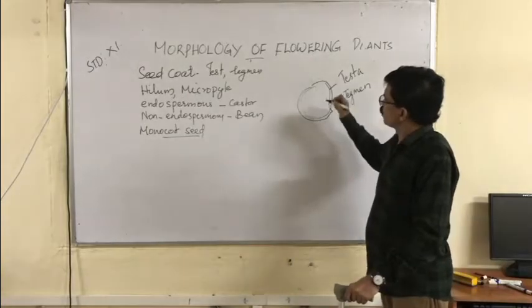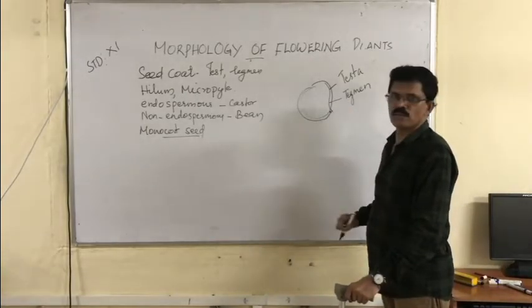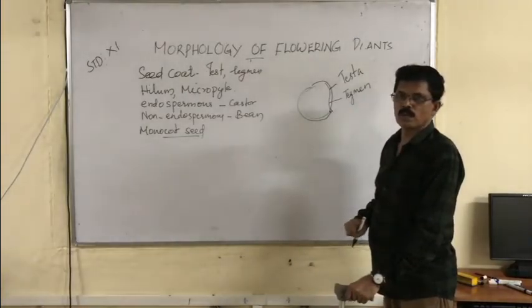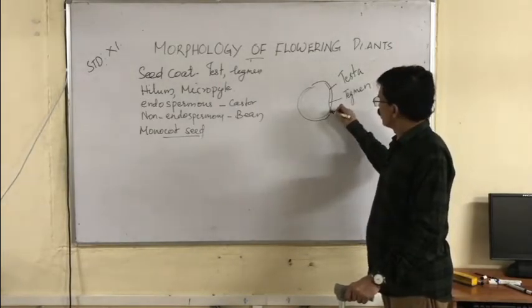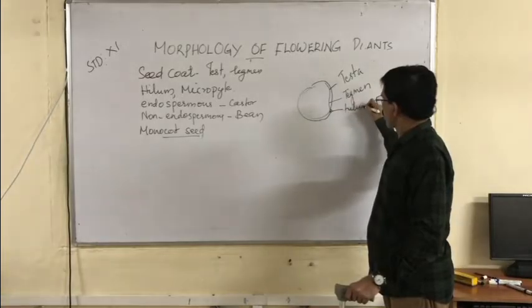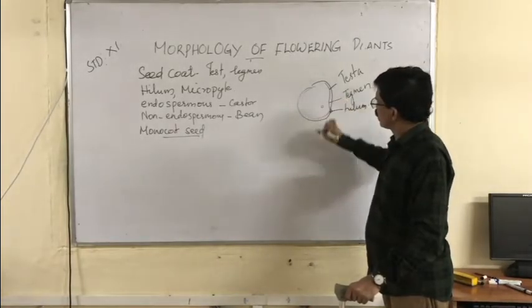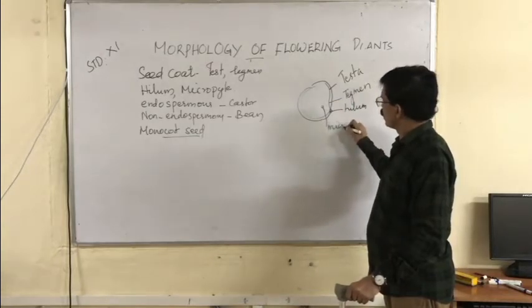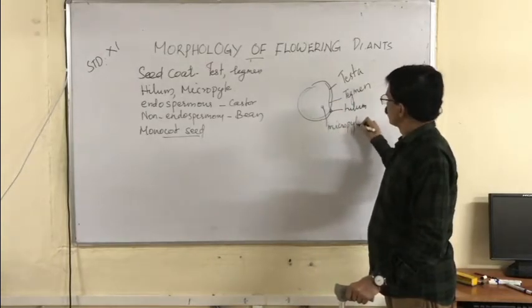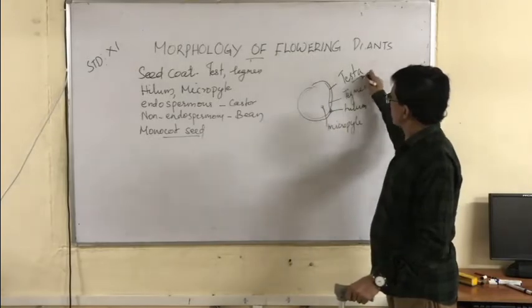Hilum is the point of the seed which is attached to the fruit. You can say hilum here. Just above the hilum there is a hole. This is the micropyle.